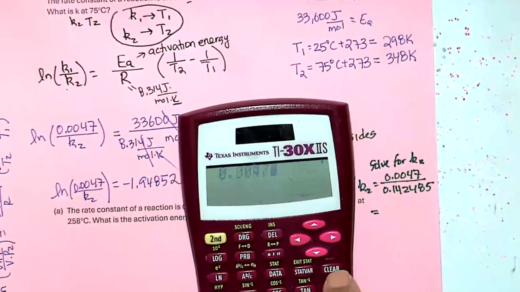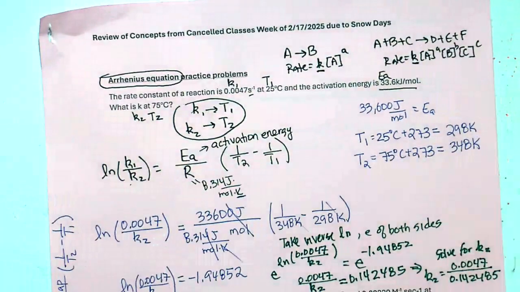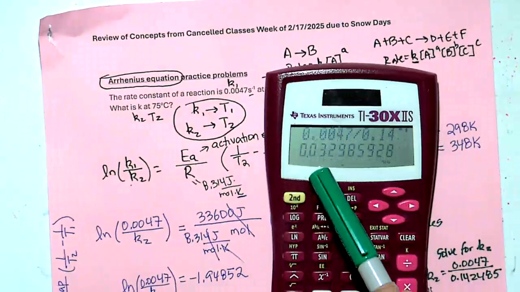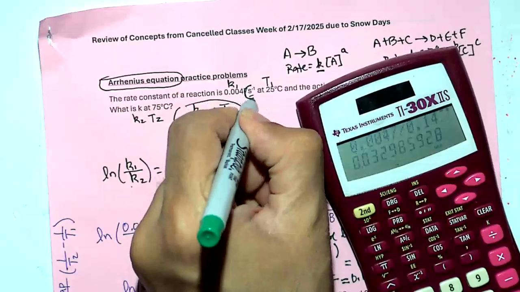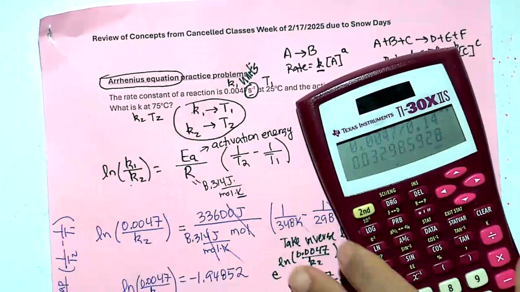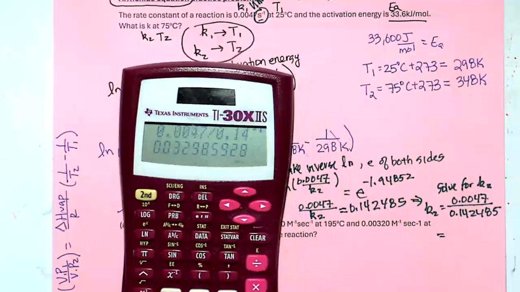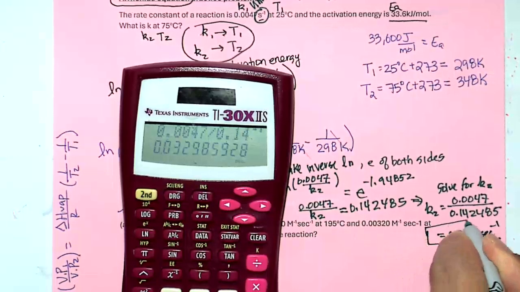0.033, let me try that again. 0.0047 divided by 0.142485. I'll go with 0.033, I'll do it to 2 sig figs. Okay, inverse seconds. Units. 0.033. Okay, and this is the answer.